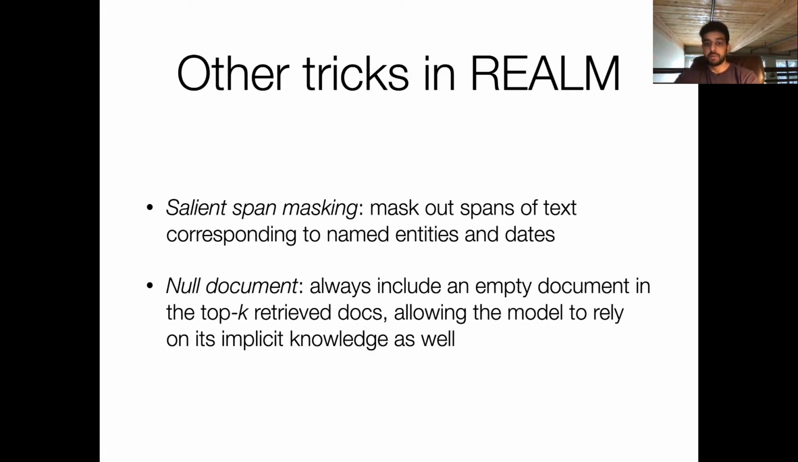So if I were to mask out the names of people or dates, right, these are things that I might expect to be able to retrieve from a corpus like Wikipedia. And so it might be helpful in training the retriever, and also having this model focus more on facts that are world knowledge that's in the corpus if I use this more selective span masking strategy. So that's one of the tricks that they use.